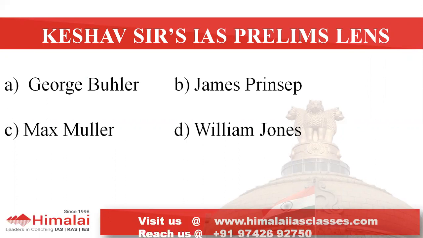James Prinsep was a British scholar who was interested in Oriental studies, or in other words, study of Asian cultures. He was a part of Asiatic Society of Bengal. And in the year 1837, he was the first person who deciphered the edicts of Ashoka. The edicts he deciphered were in Kharosthi and Brahmi scripts. So the right option would be option B, James Prinsep.